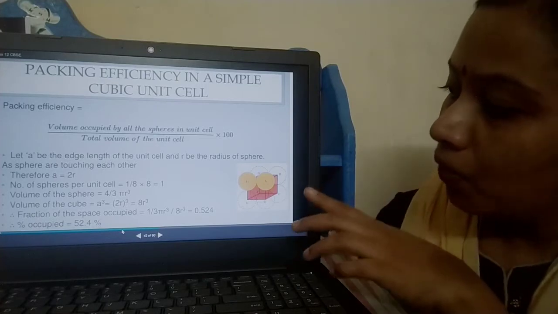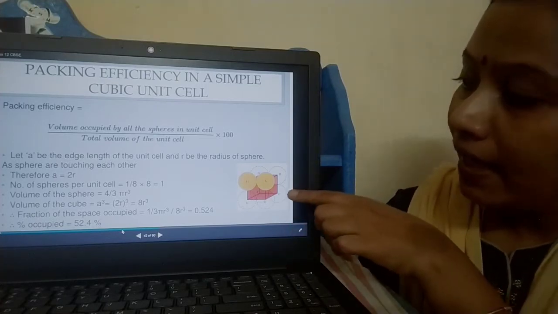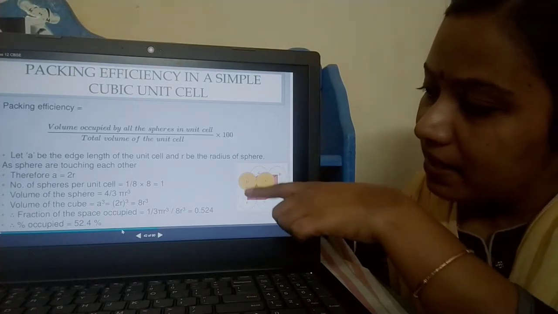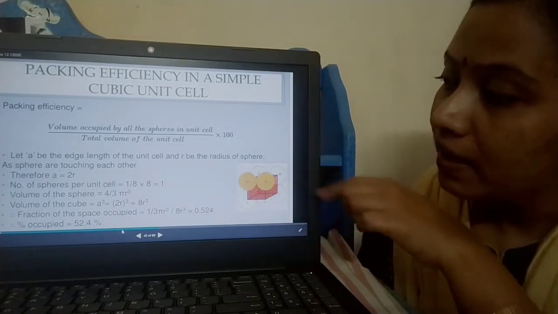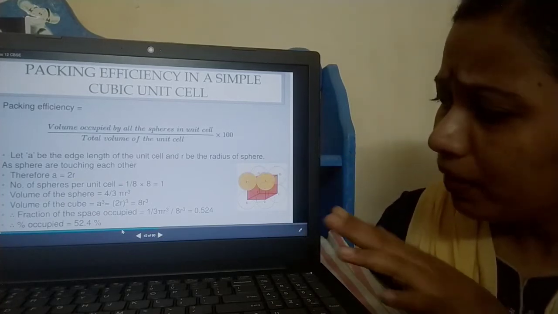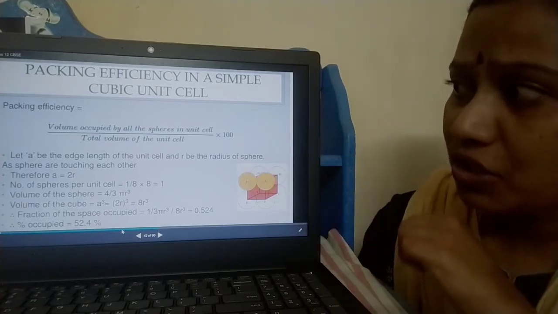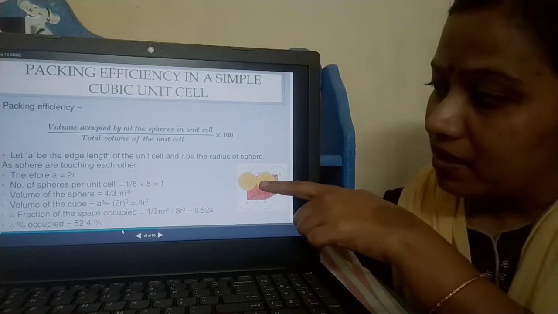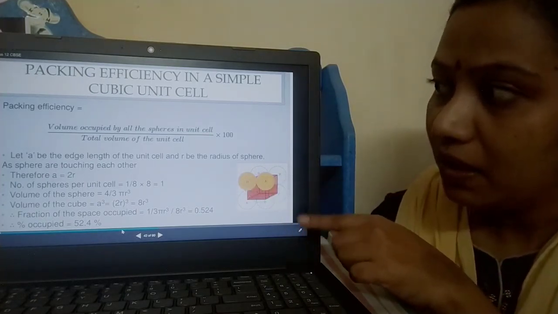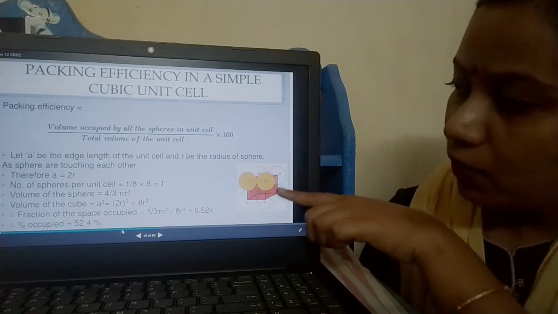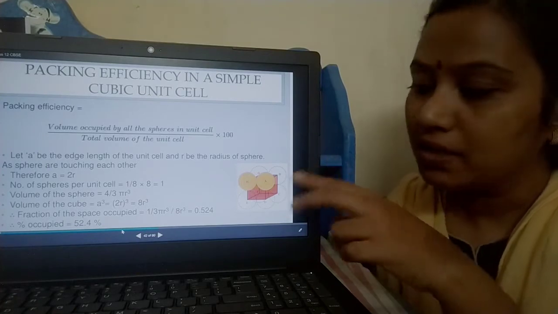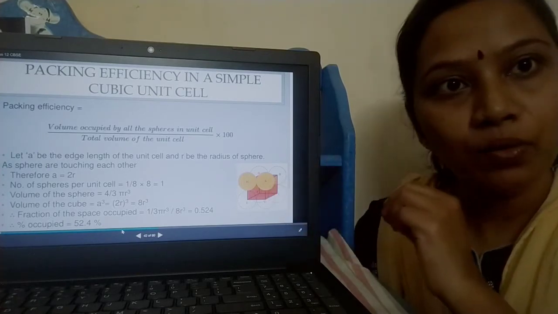So we are seeing packing efficiency in a simple cubic unit cell. Now what is A, children? A is the edge length of the unit cell. What is R? R is the radius of the sphere. Since all the spheres are touching each other, one sphere is always in contact with the neighboring sphere. So what is A? A is equal to 2R, the radius of two spheres.